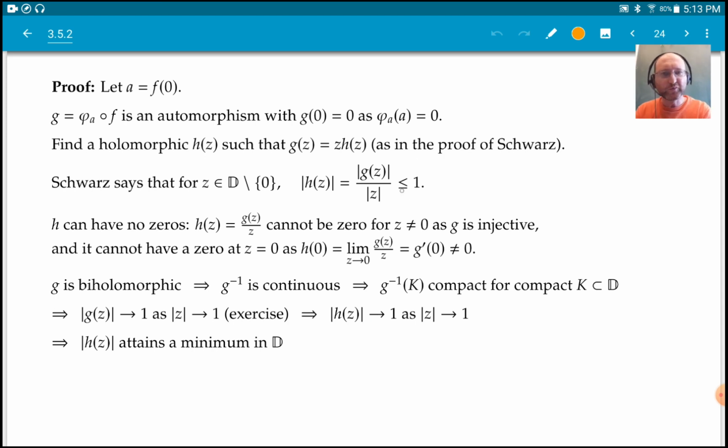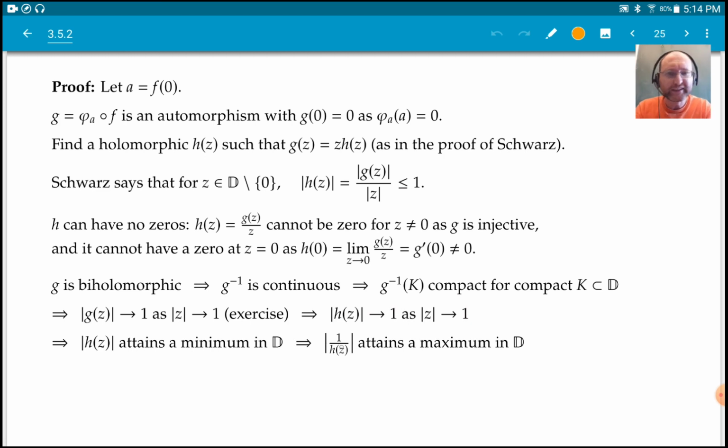It's always less than or equal to 1, and it goes to 1 as we approach the boundary. Well, it had better be. It cannot be bigger. It could plausibly be, in modulus, smaller. And this minimum is non-zero, because it's never zero.